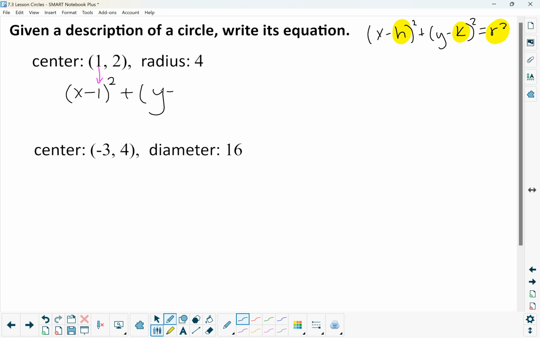Try to remember to do y for that second. This will be a y minus 2, again just using the y coordinate of the center there. And we need a power of 2. So there's my a squared plus b squared, and it's equal to c squared.